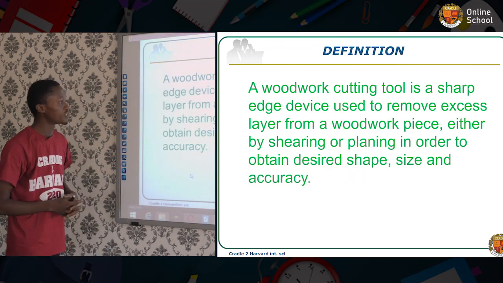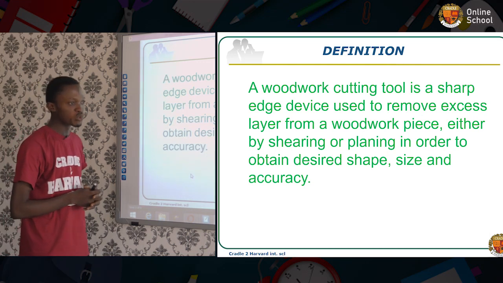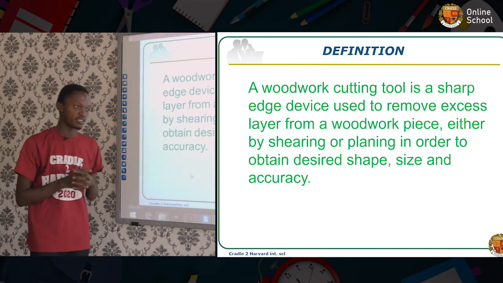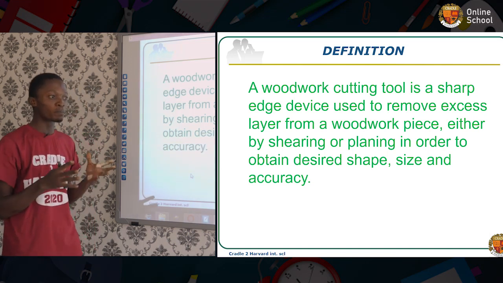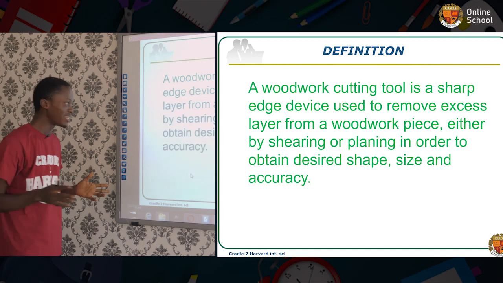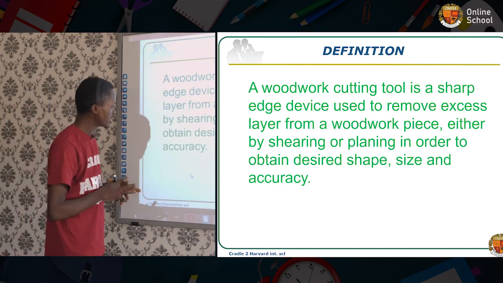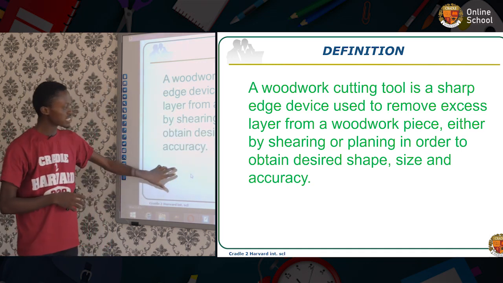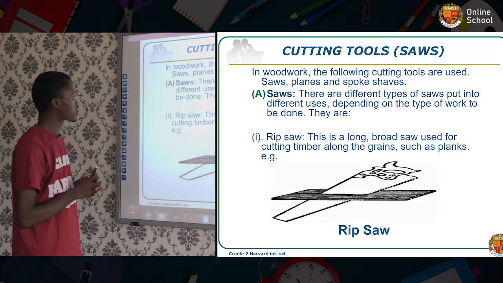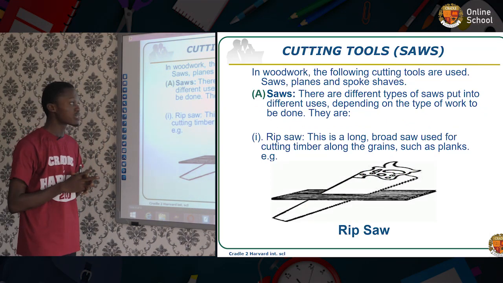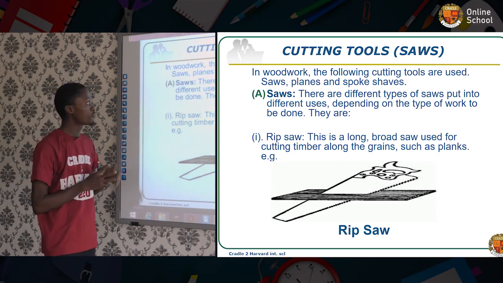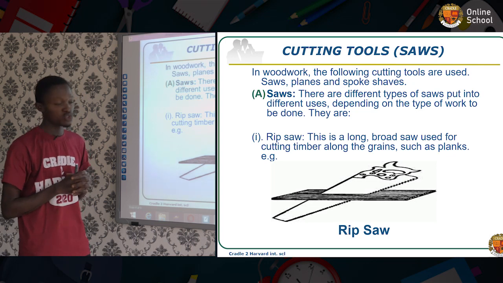Let's consider the definition. A woodwork cutting tool is a sharp-edged device used to remove excess layers of material, or you can obtain a desired shape, either by planing or by shearing. First, in woodwork cutting tools, several of these tools are used. We have the saws, planes, and then spoke shaves. First on our list are the saws.